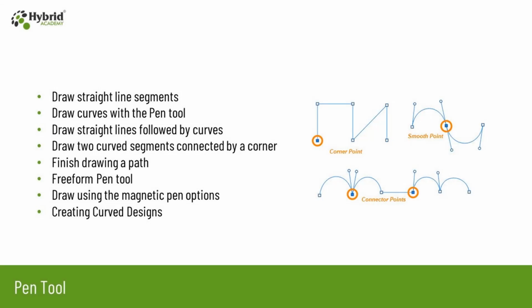With the help of the pen tool, we can draw straight line segments. We can draw curves with the pen tool. We can draw straight lines followed by curves. We can draw curved segments connected by a corner. Finish the drawing path. Freeform pen tool. Draw using the magnetic pen options and creating curved designs.